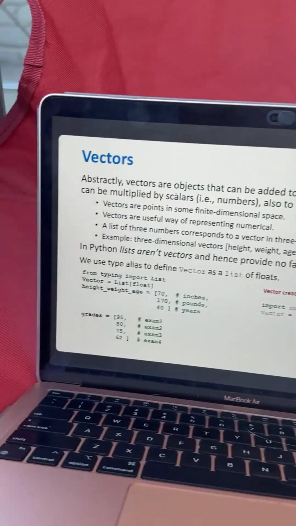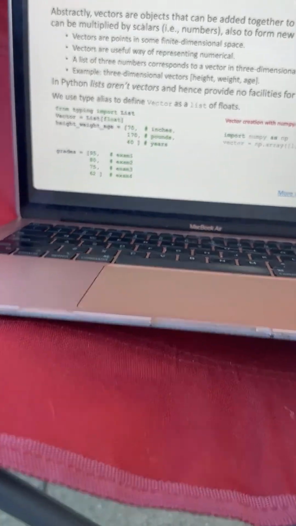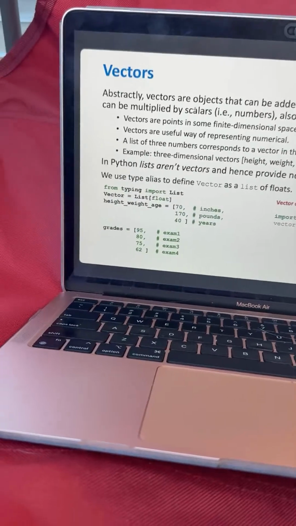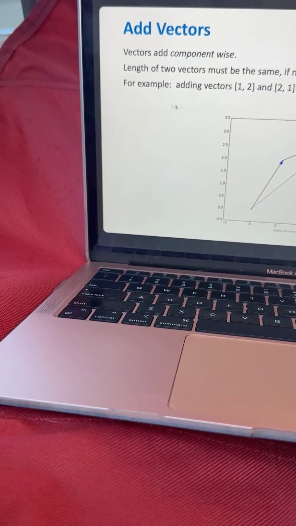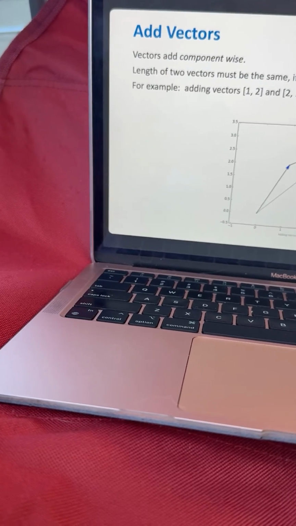So vector creation with numpy is import numpy as np, np.array. And then the grades are as such. Adding vectors. For example, you get that.